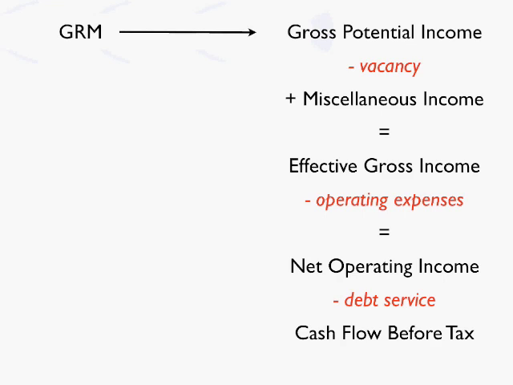Now, a gross rent multiplier, unfortunately, doesn't calculate anything for expenses or conditions of properties. It doesn't factor that in. So a gross rent multiplier is much more of a rule of thumb.